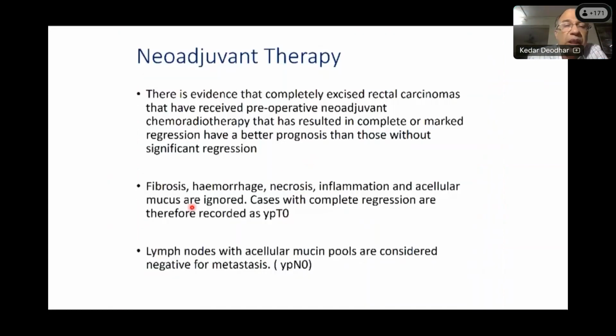So again, just as we saw in gastric cancer specimens, microscopy shows us fibrosis, hemorrhage, necrosis, inflammation, and acellular mucin, which again are not counted as tumor. It is called as YPT0. And lymph nodes with acellular mucin are also considered YPN0. They are not considered as metastatic nodes.